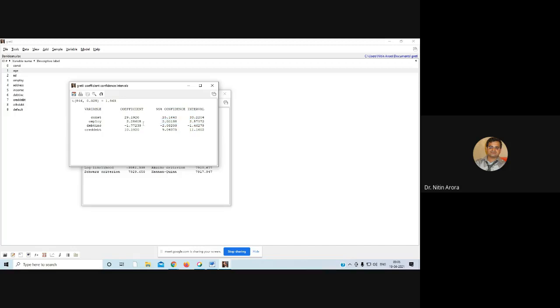You can say the employment coefficients are positive only, both the lower limit and the upper limit of the interval. For debt to income ratio, again both are negative. No zero is contained. For credit to debt ratio, no zero is contained. So this is the confidence bound that you can obtain for the 95% level of significance.